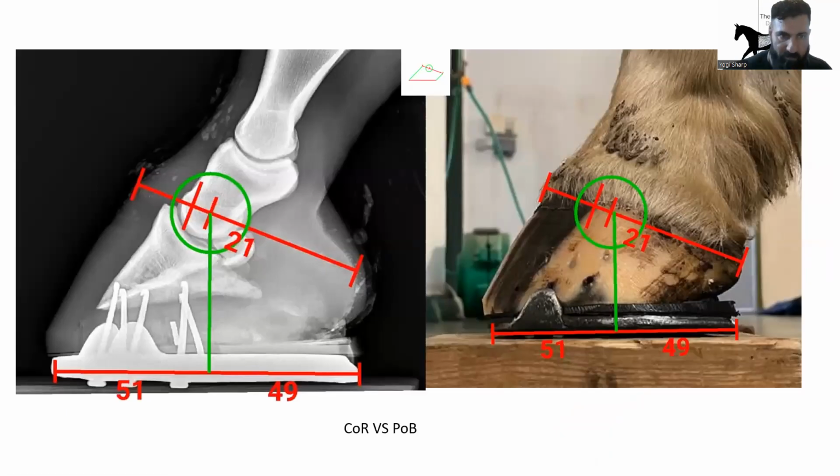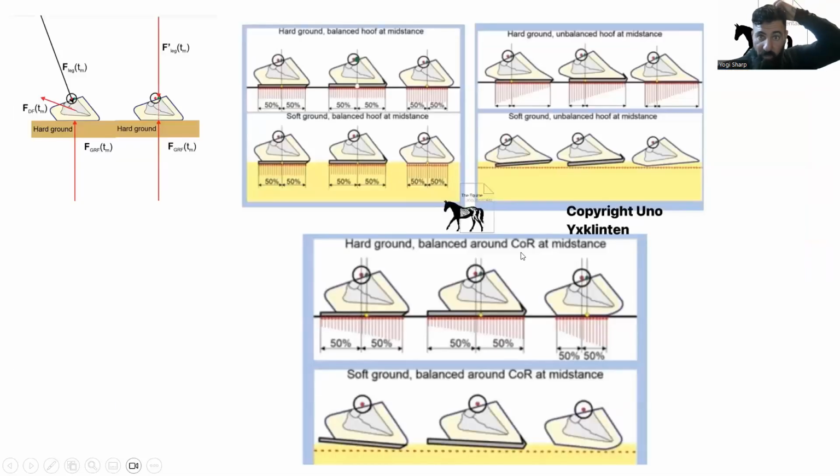So, as I said, we've got the center of rotation. We've also got this point of balance, okay? This point of balance is important for biomechanics. Now, the reason the point of balance is important, now this might look really complicated, but I'm going to put it into easy terms for you, okay?